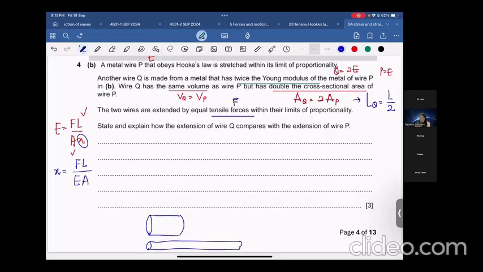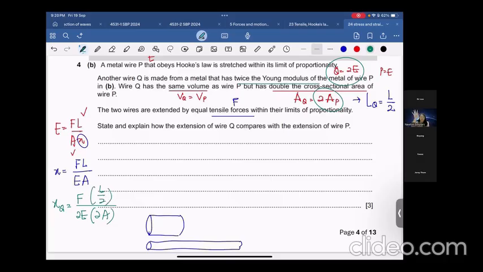Q right now has double E, so 2E. At here, I want to know about Q. The force is still the same. Length is the same, and this one is 2E. Then the area for Q is 2A. The length is half of it, L over 2.